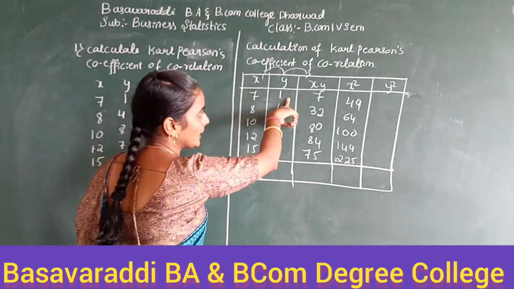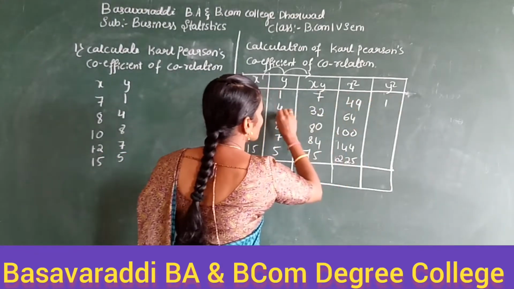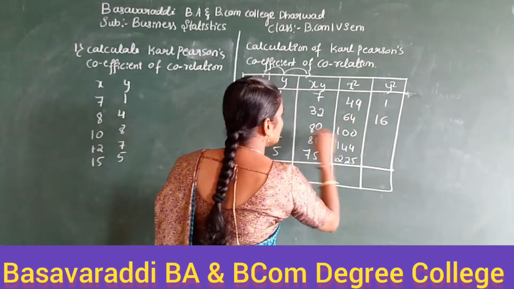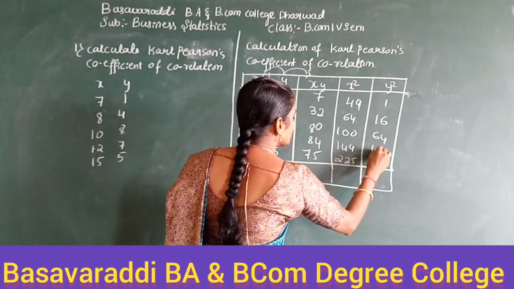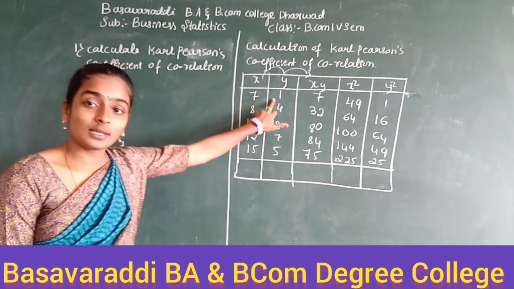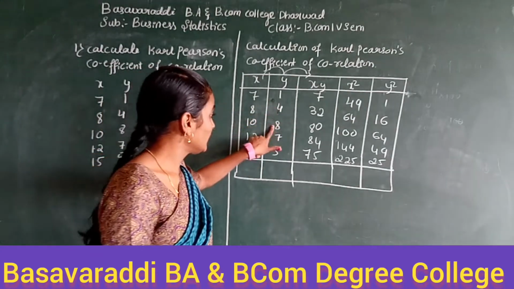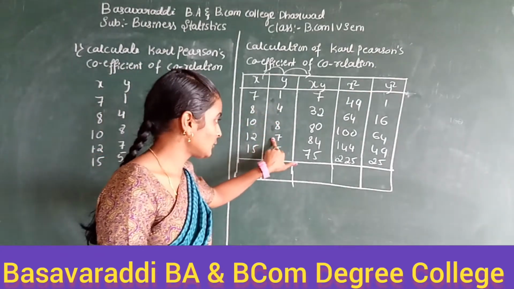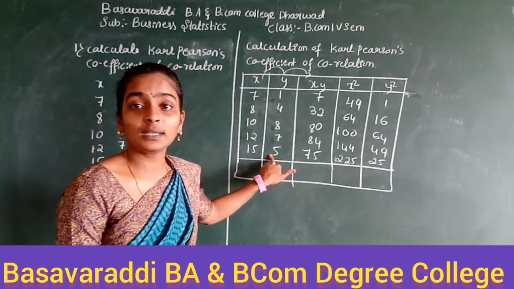The next one is y square. 1 square is 1, 4 4s are 16, 8 8s are 64, 7 7s are 49, 5 5s are 25.